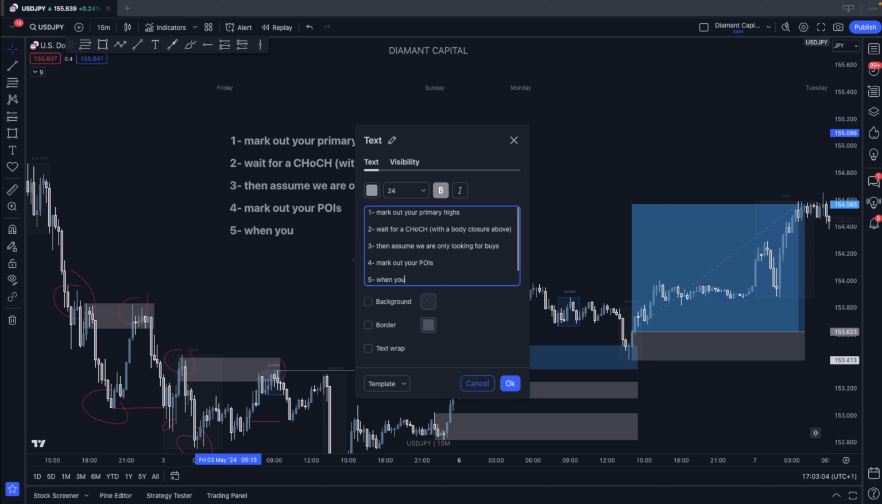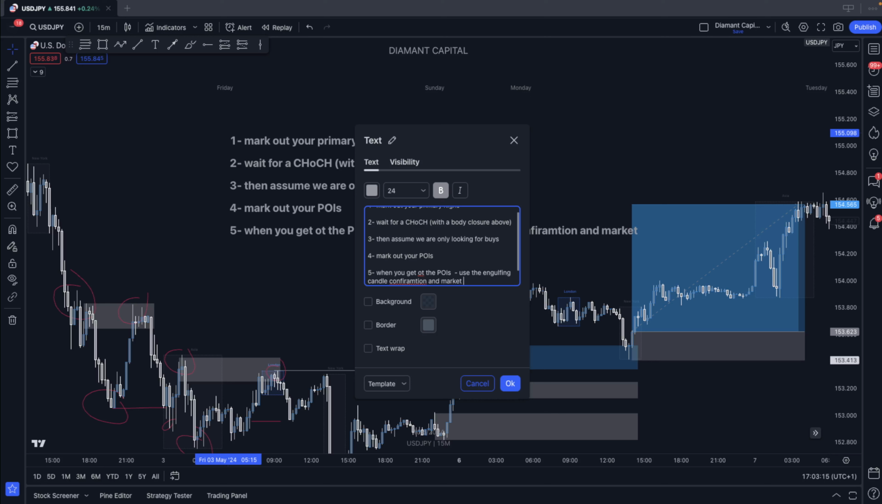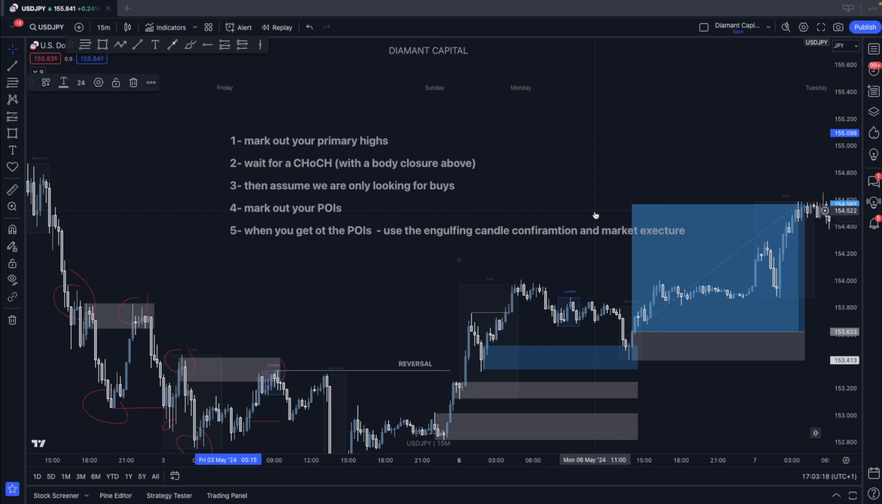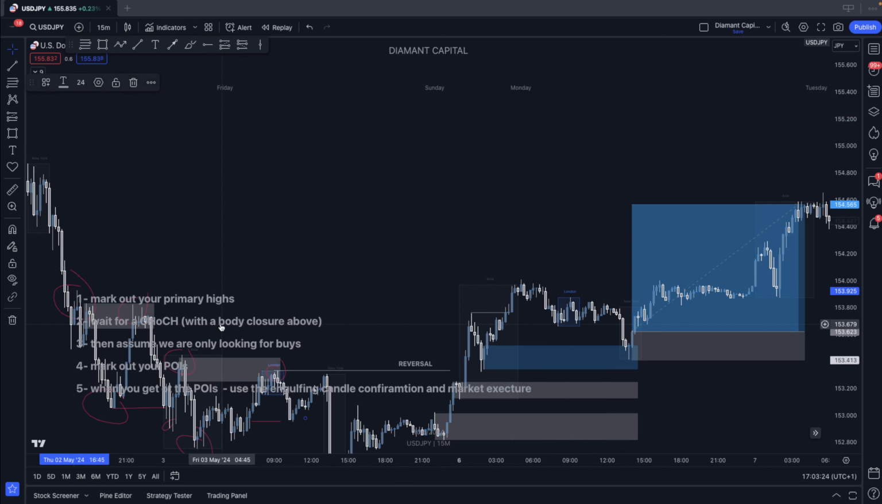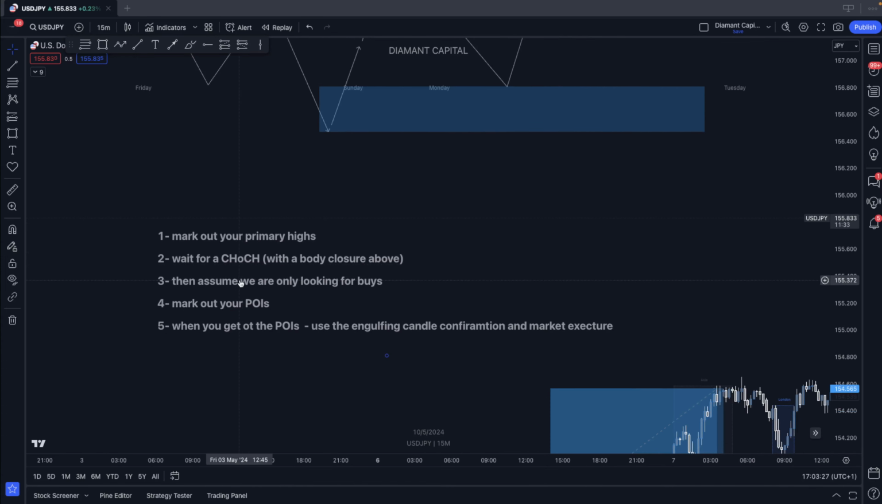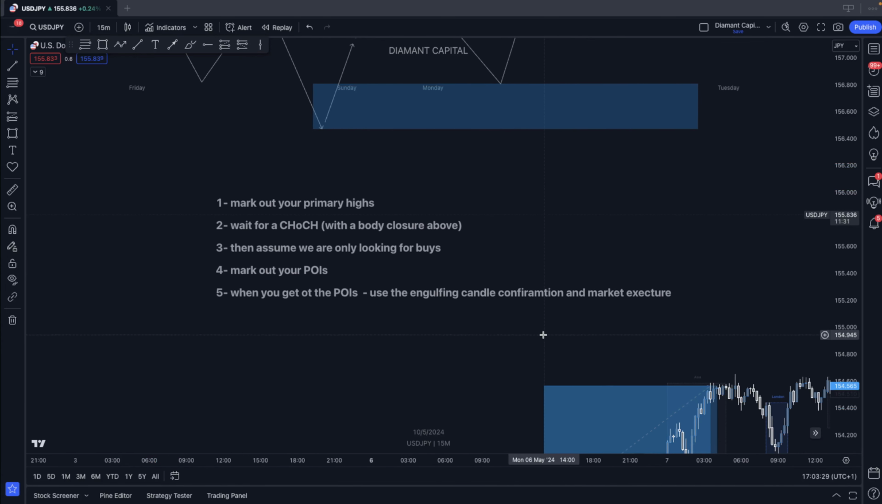Number five, when you get to the POIs, use the engulfing candle confirmation and market execute. So forget all the spelling, I'm not here to worry about all of that. But these are the simple five steps that you actually want to be looking at. So if you do want to take a screenshot, let me move it over here. Obviously take a screenshot of that. And that is going to be the strategy step by step of how to perfect and have the most effective change of character strategy.